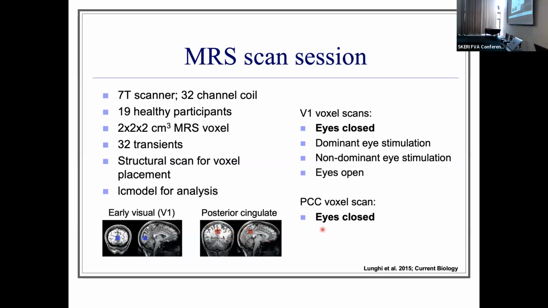Essentially the participants lay down in our 7T scanner, and we did a variety of different scan conditions, but the one that I'm presenting is just with the eyes closed, and from V1 and from that control posterior cingulate voxel.